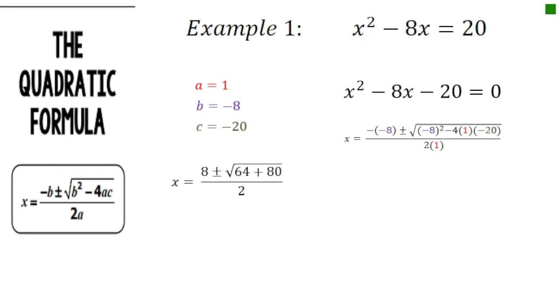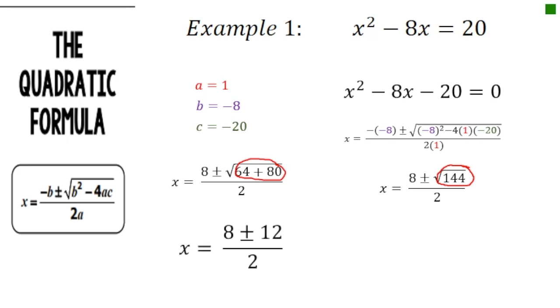Then we continue by adding the inside of the radical sign. 64 plus 80 will give us 144. Next step is, can I simplify this? Is this a perfect square number? We find out that it is. It happens to be 12, so I can simplify that. Now I do 8 plus 12 divided by 2, and 8 minus 12 divided by 2. 8 plus 12 is 20. 20 divided by 2 is 10, so x equals 10. 8 minus 12 is -4. -4 divided by 2 is -2.